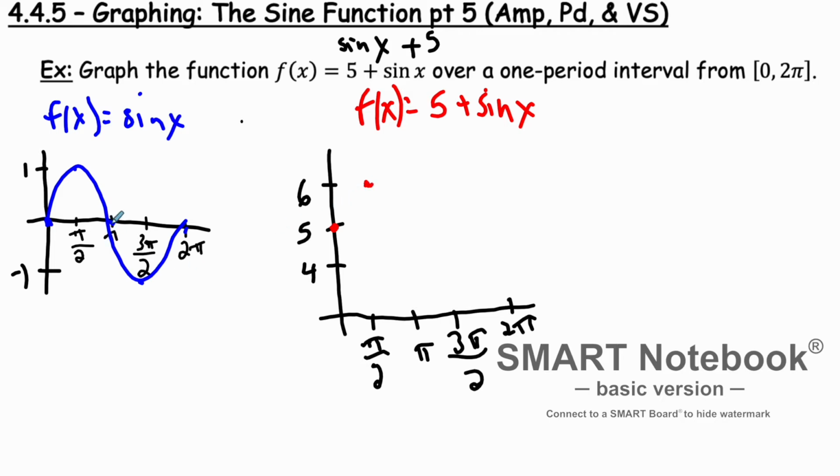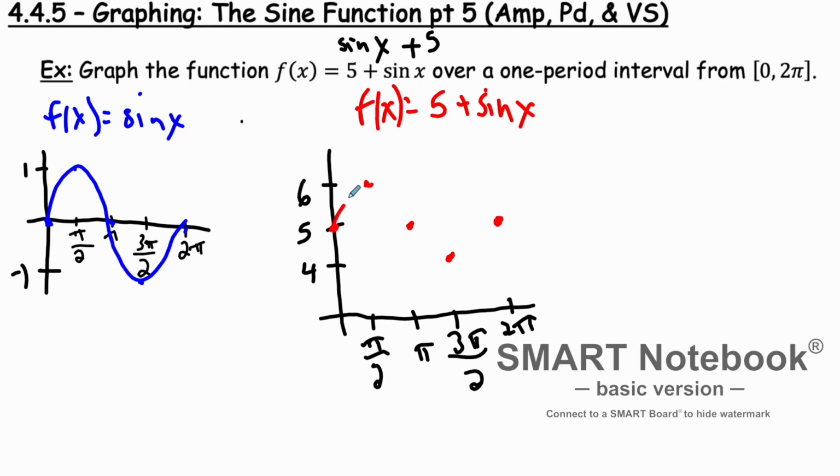Next, pi was at 0. So 0 plus 5, again, gives me 5. So I'm at the point pi, 5. 3 pi over 2 is at negative 1. Negative 1 plus 5 is 4. And 2 pi was at 0, plus 5 gets me back up to 5.